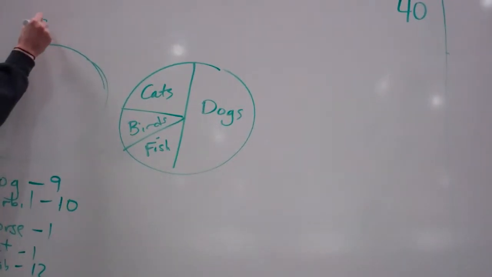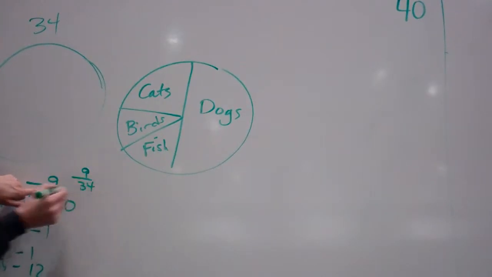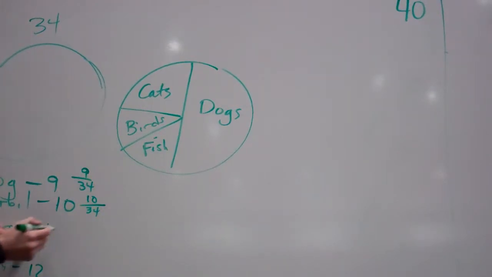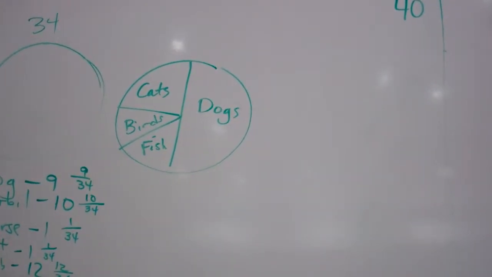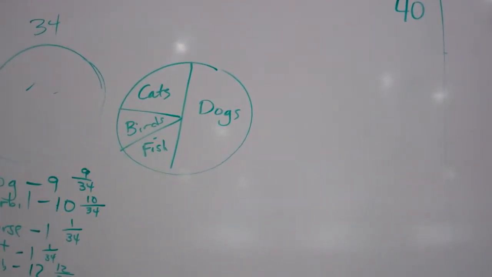Okay, so if I have 34, now, it's going to be hard to break this graph into 34. We can do a rectangle graph. So basically what this would look like is 9 out of 34 are dogs, 10 out of 34 are gerbils, 1 out of 34 are horse, 1 out of 34 cat, 12 out of 34 fish, and 1 out of 34 crab. And if I were to break this up into 34 pieces, then 9 of them I would fill in and say were dogs.